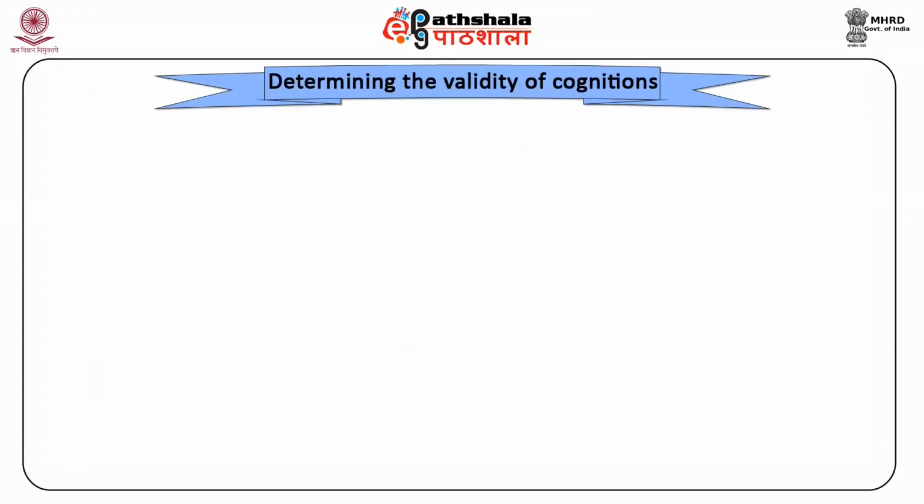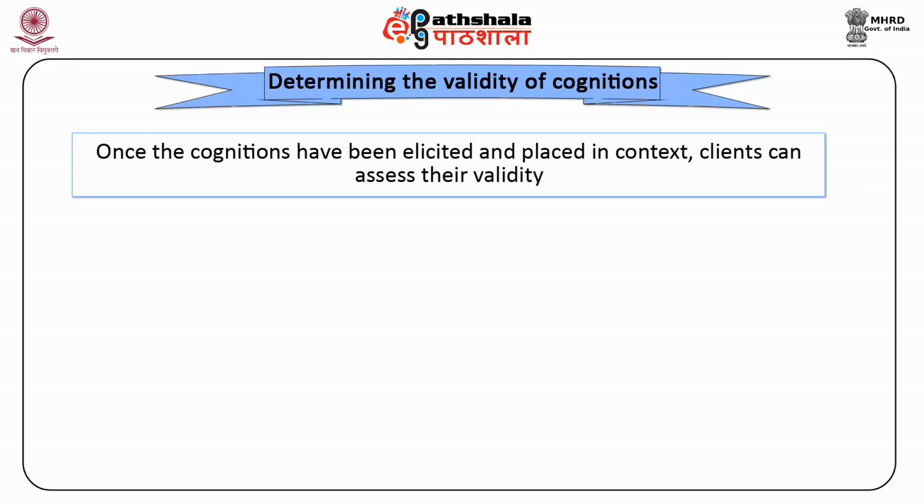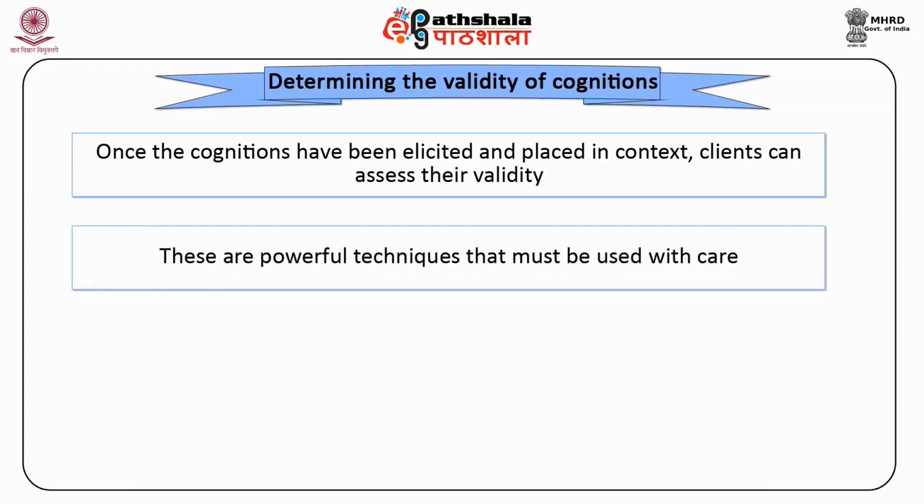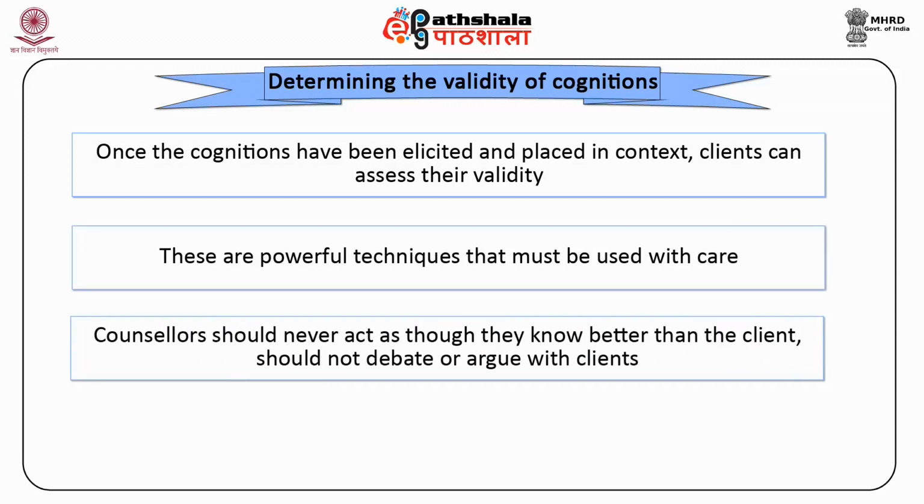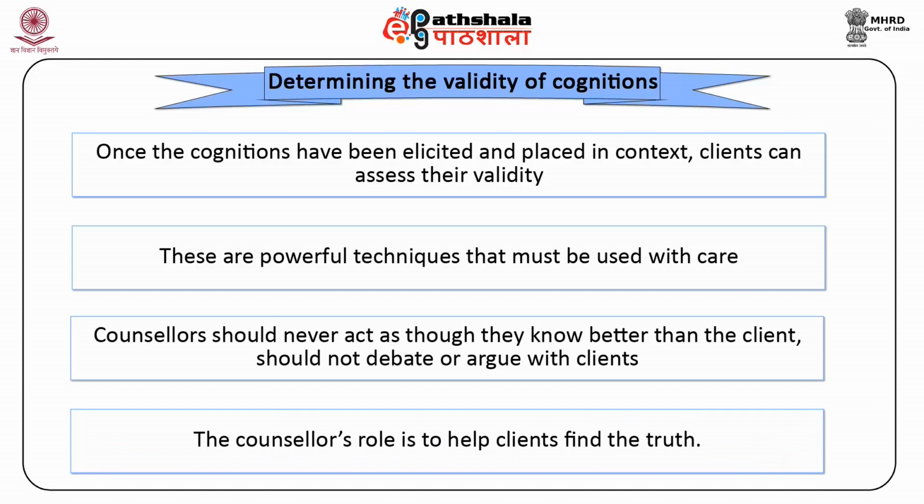Determining the validity of cognitions. Once the cognitions have been elicited and placed in context, clients can assess their validity. Especially important is counselors' use of guided discovery with the help of skillful questioning and experiments to help clients test the reality of their thoughts. These are powerful techniques that must be used with care. Counselors should never act as though they know better than the client, should not debate or argue with the clients, and should not remain neutral on whether the thought is distorted. The counselor's role is to help clients find the truth.